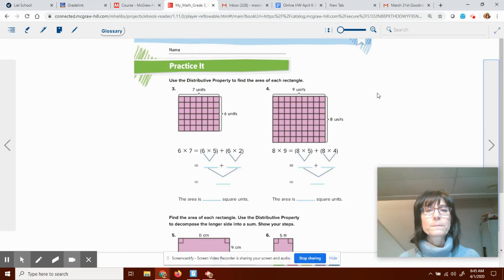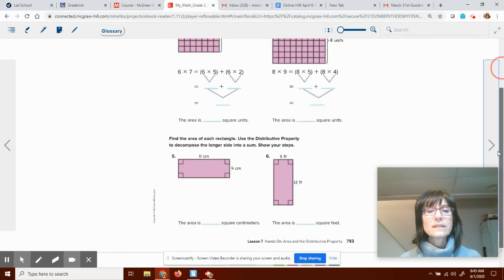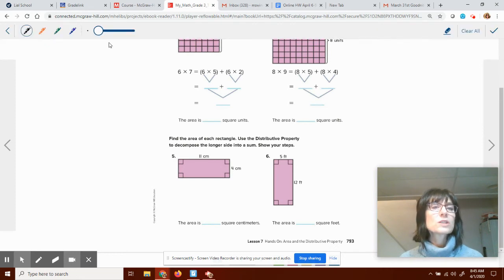Let's practice it. It says use the distributive property to find the area of each rectangle. 7 units for my length, and we have 6 units for my width. They're separating the 7 into 5 and 2. You can simply multiply this, add them together. You guys got this. Let's go all the way down. They're showing you to find the area of these 2 rectangles. I would like you to show me that you know how to do the distributive property. So kids, can you do this for me?